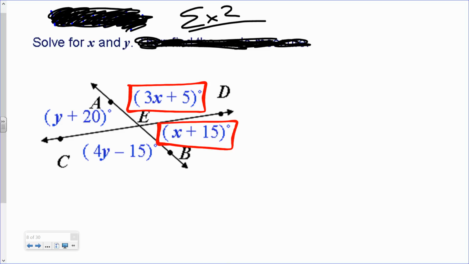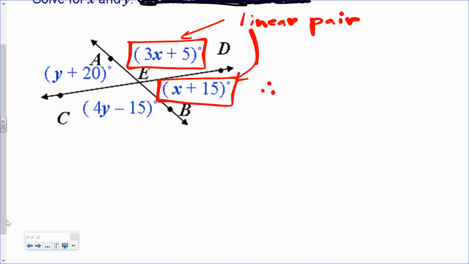So write it with me. I'm gonna put two arrows here and here. So on your notes, just for yourself, put linear pair. We'll put three dots. Remember what three dots mean? Therefore, look at the equation I'm going to put. Therefore, 3x plus 5 plus x plus 15 equals 180.